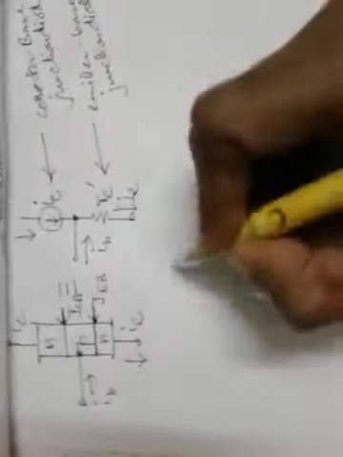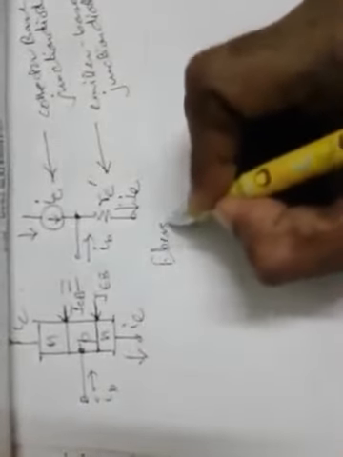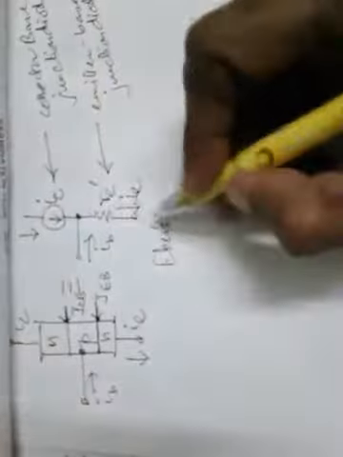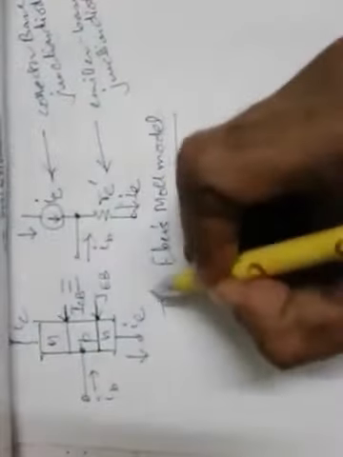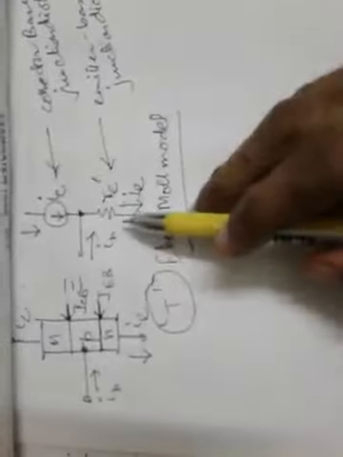Now, as I told you, in earlier times this circuit was called the Ebers-Moll model, but since it resembles the English alphabet T, this equivalent circuit is alternately called the T model.